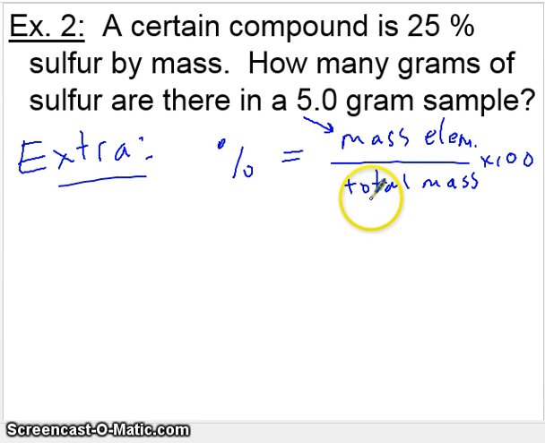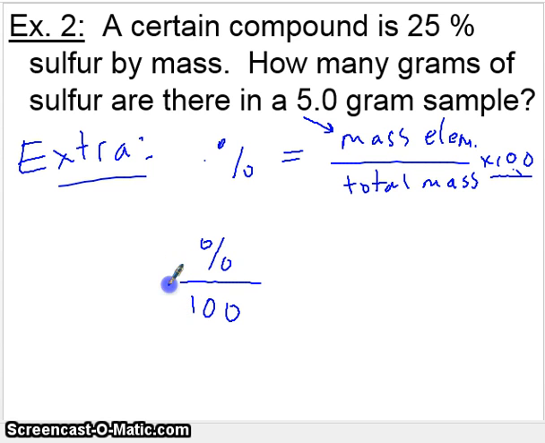So because total mass is being divided, I will multiply that out here, and because percent is being multiplied, I'll divide by 100 here. So here's what I end up with. Percent divided by 100, that's what I just did, and then times the total mass will give me my mass of element.